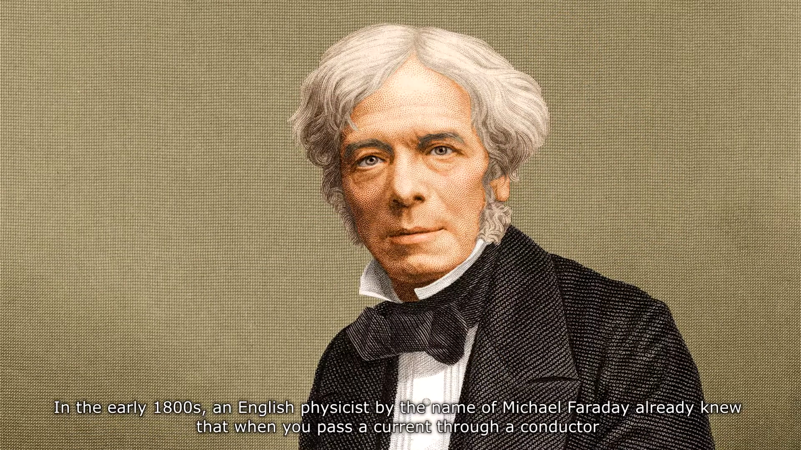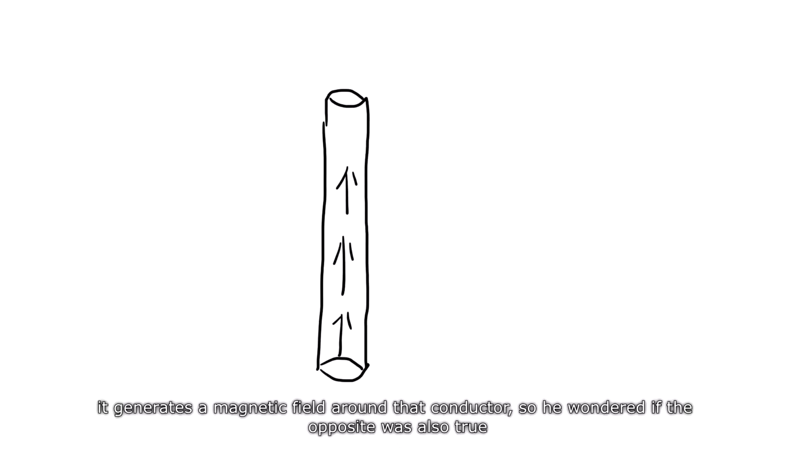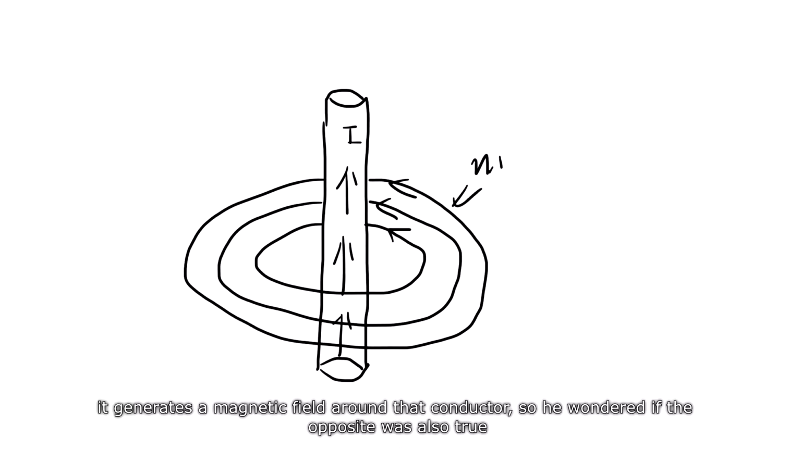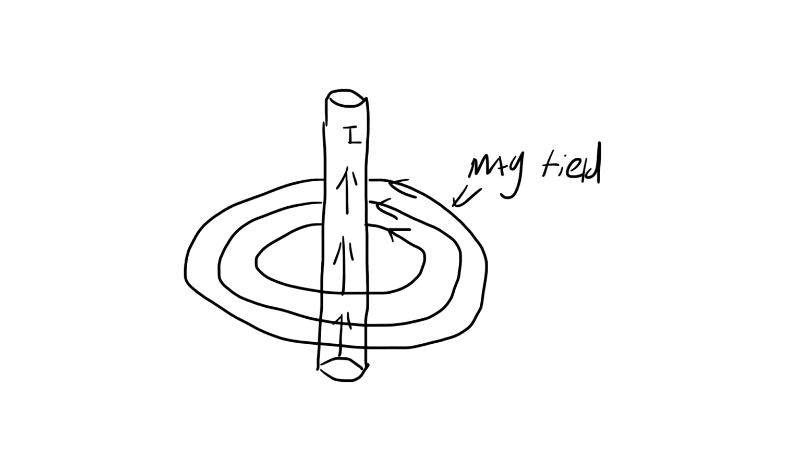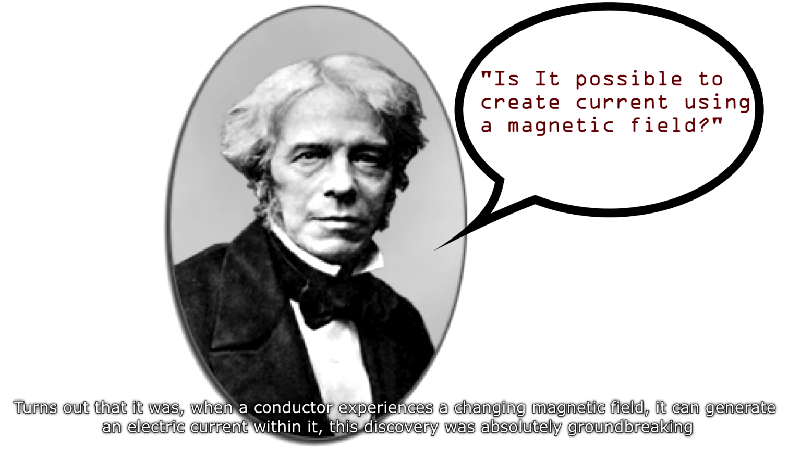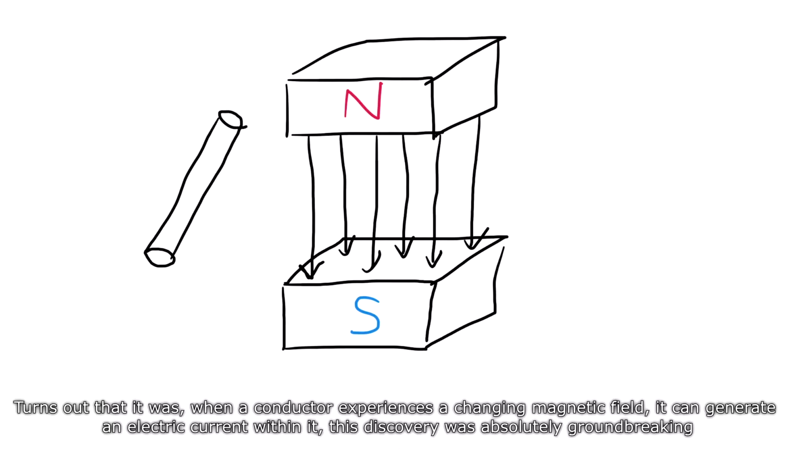In the early 1800s, an English physicist by the name of Michael Faraday already knew that when you pass a current through a conductor, it generates a magnetic field around that conductor, so he wondered if the opposite was also true. Is it possible to create a current inside a conductor if the conductor experiences a magnetic field? Turns out that it was. When a conductor experiences a changing magnetic field, it can generate an electric current within it. This discovery was absolutely groundbreaking.